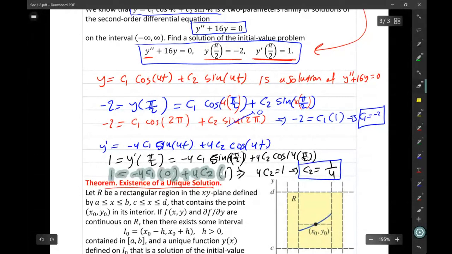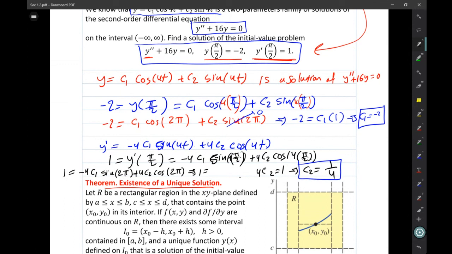Okay. Here, just to clarify, I need one more step here. I will write it down. 1 is equal to minus 4 c1 sine 2 pi plus 4 c2 cosine 2 pi, which implies that 1 is equal to, since sine 2 pi is 0 and cosine 2 pi is 1, 4 times c2. That means c2 is equal to 1 by 4.